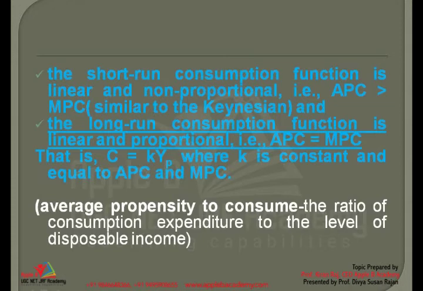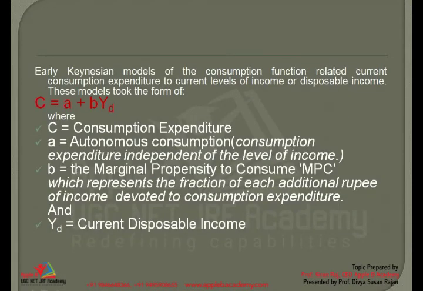So again, in the case of the permanent income hypothesis, my consumption function will also have a component k YP, where k is a constant and wherein your MPC is equal to your APC. So the average propensity to consume, that is the ratio of consumption expenditure to the level of disposable income, will remain constant in the long run.